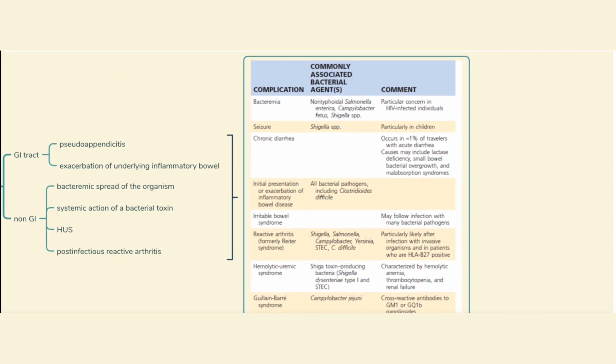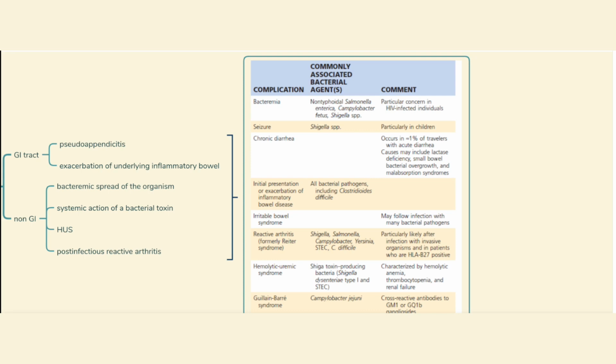First of all, one of the most common complications is bacteremia. It's especially seen in Salmonella, Campylobacter, and Shigella, all the invasive types. It is a particular concern in HIV infected people or in people with thalassemia, spherocytosis, and other types of hematological disorders. We can have seizures. In Shigella species, it is especially in children because of the strong action of the toxin and the high fever that we get.